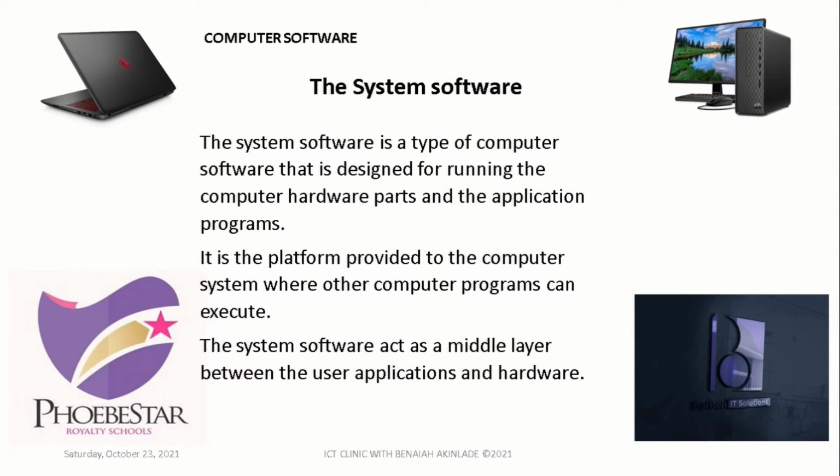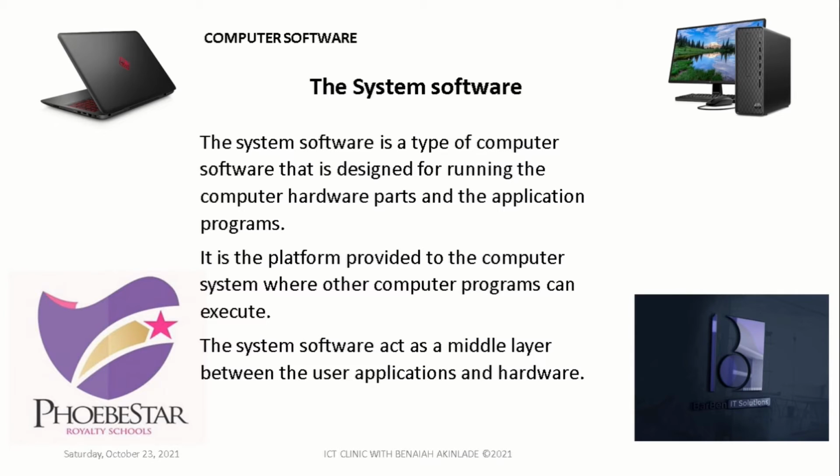When you talk about a system software, it is a type of computer software that is designed for running the computer hardware parts and the application program. This platform is provided to the computer system so that other programs can execute, which means that without the system software, other programs cannot work effectively. The system software is like a middle layer between the user applications and the computer hardware.